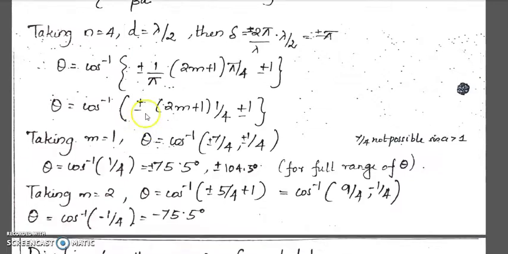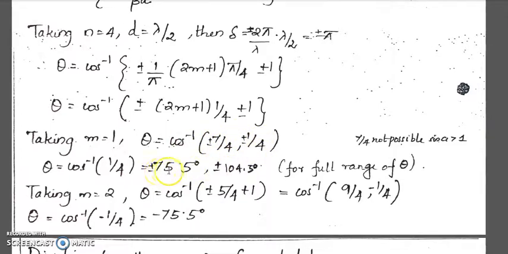Substitute that in the equation, you will get theta is equal to cos inverse of plus or minus [(2m plus 1) into 1 by 4 plus or minus 1]. Let's consider m equal to 1. You will get theta is equal to cos inverse of plus or minus 7 by 4 and plus or minus 1 by 4. When we check this value, plus or minus 7 by 4, it is not possible because for a cosine, the maximum value is 1. Here 7 by 4 is greater than 1. So this value is not possible. We consider plus or minus 1 by 4 only.